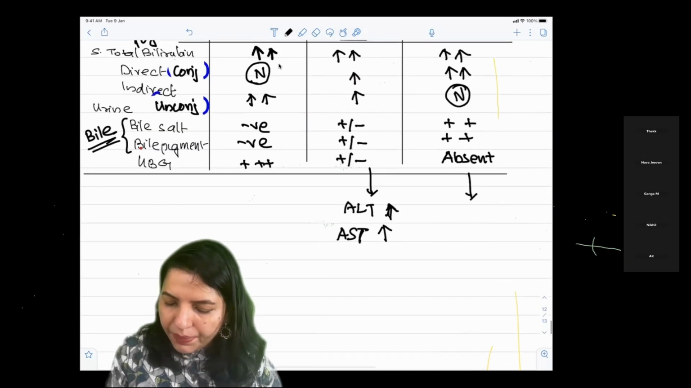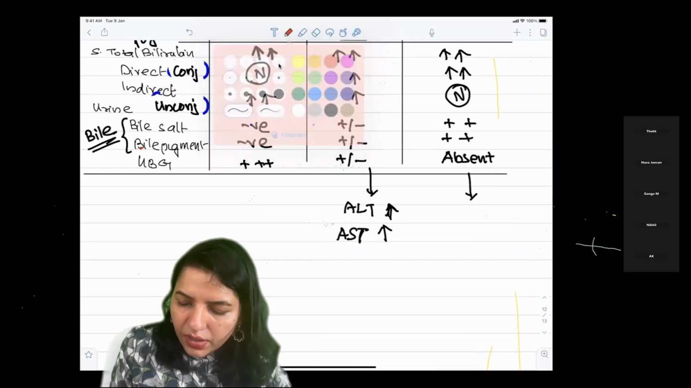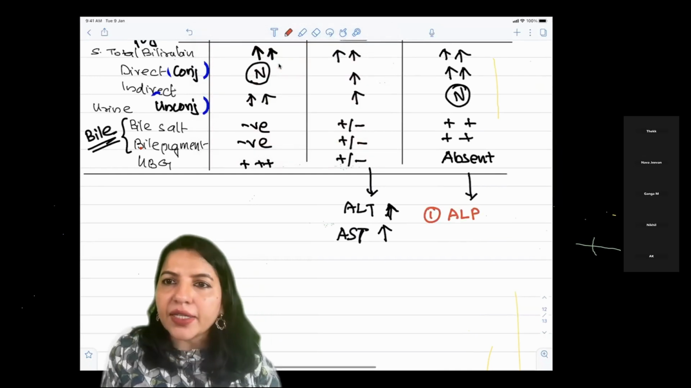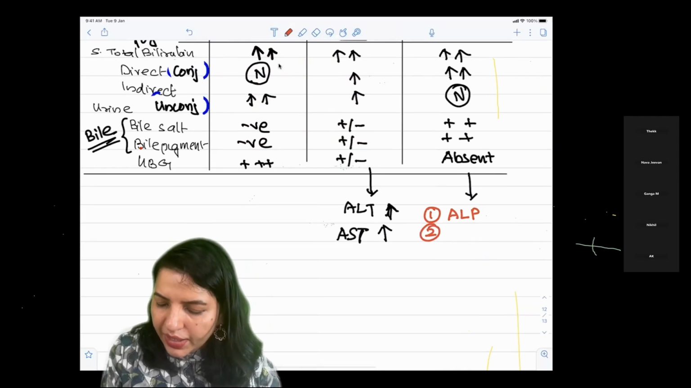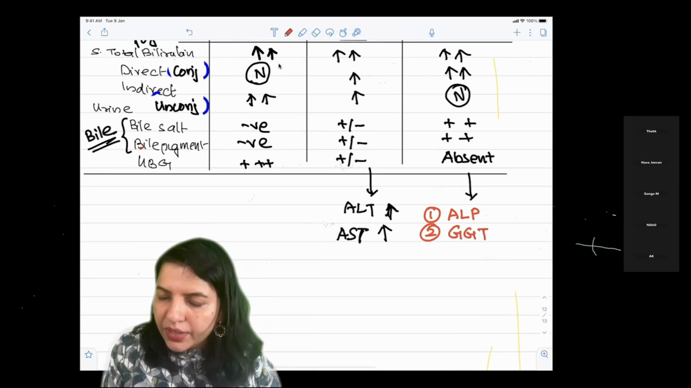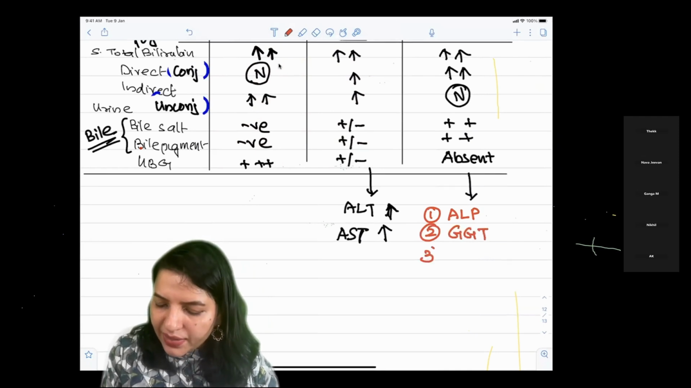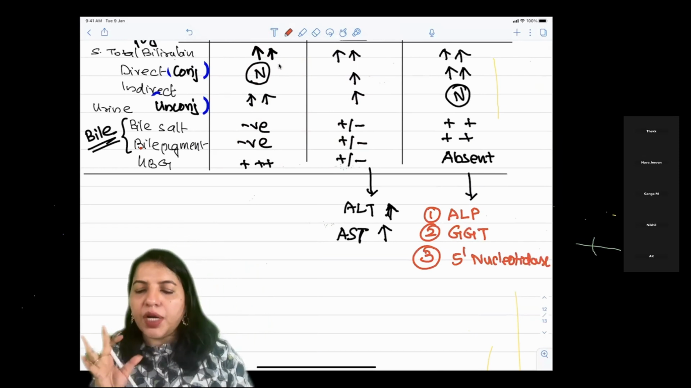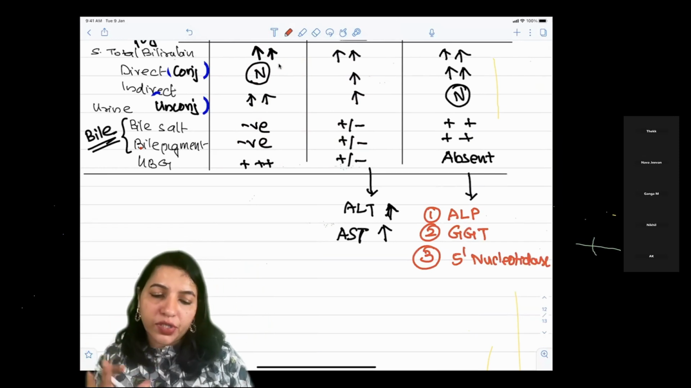Obstructive jaundice, this is very commonly asked. One is ALP. ALP is alkaline phosphatase. The second is gamma glutamyl transferase. And the third one is 5' nucleotidase.